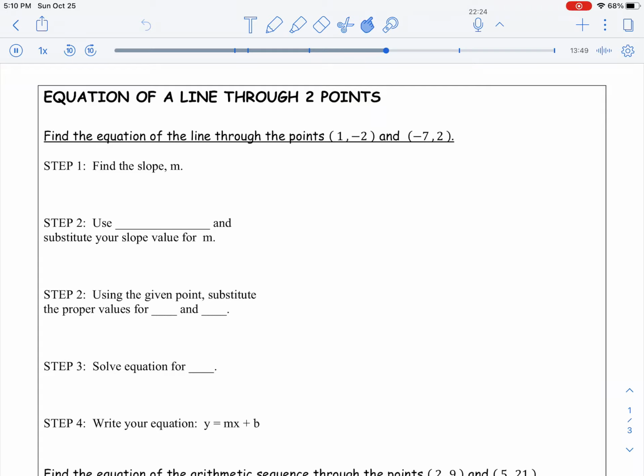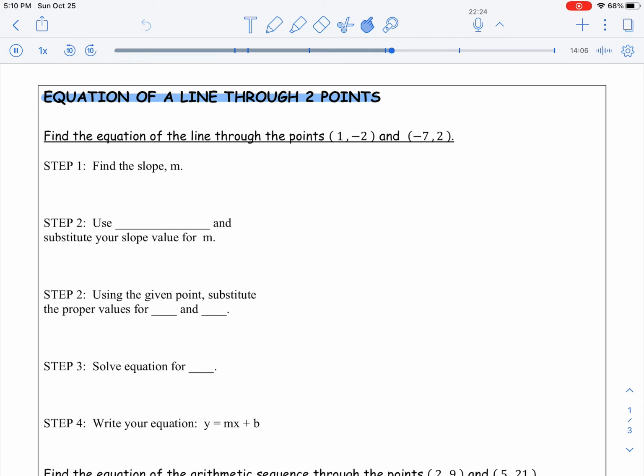Hi, 1b. Let's start talking about our last topics for this week. And that's finding the equation of a line through 2 points. So in this case, I'm not going to give you the slope like I did in the last type of problem. We're going to have to find it ourselves.